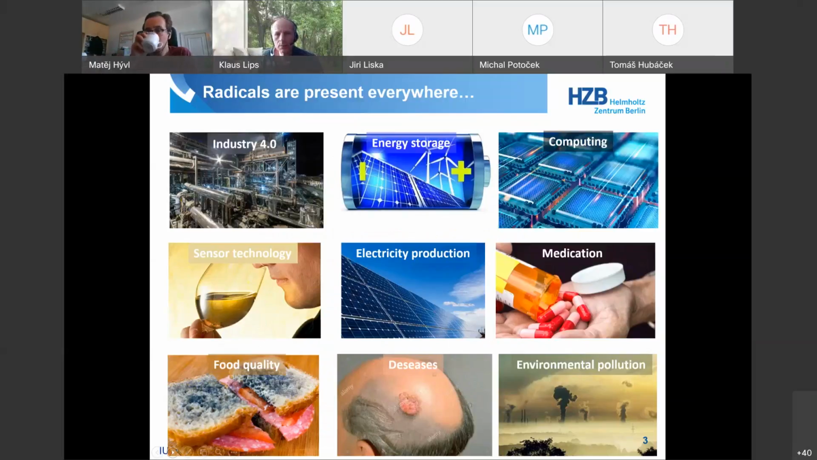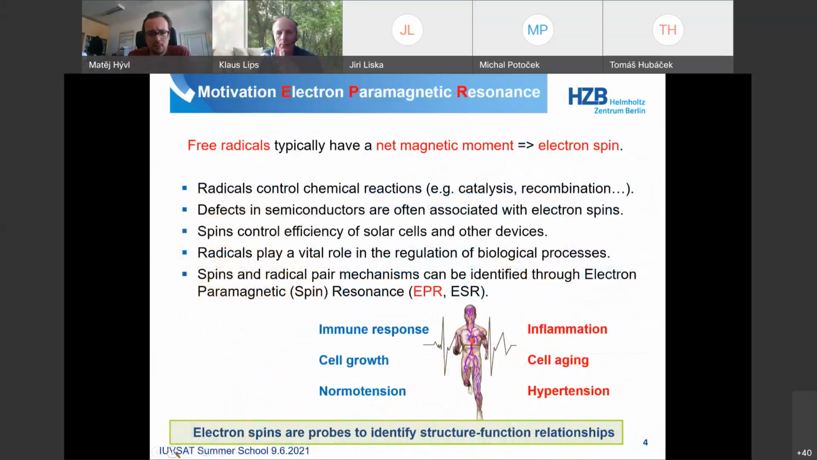So if you look at spins generally in materials, we have radicals. Radicals play quite an important role in electricity production. They play a role in sensor technology, in computing, energy storage. Diseases are induced by radicals. Medication, environmental pollution, food quality, it all deals with radicals. And these radicals have, in many cases, magnetic properties. It is about these magnetic properties, namely the net magnetic moment of, for instance, a free radical, which could be a broken bond or an excited state, that is the electron spin.